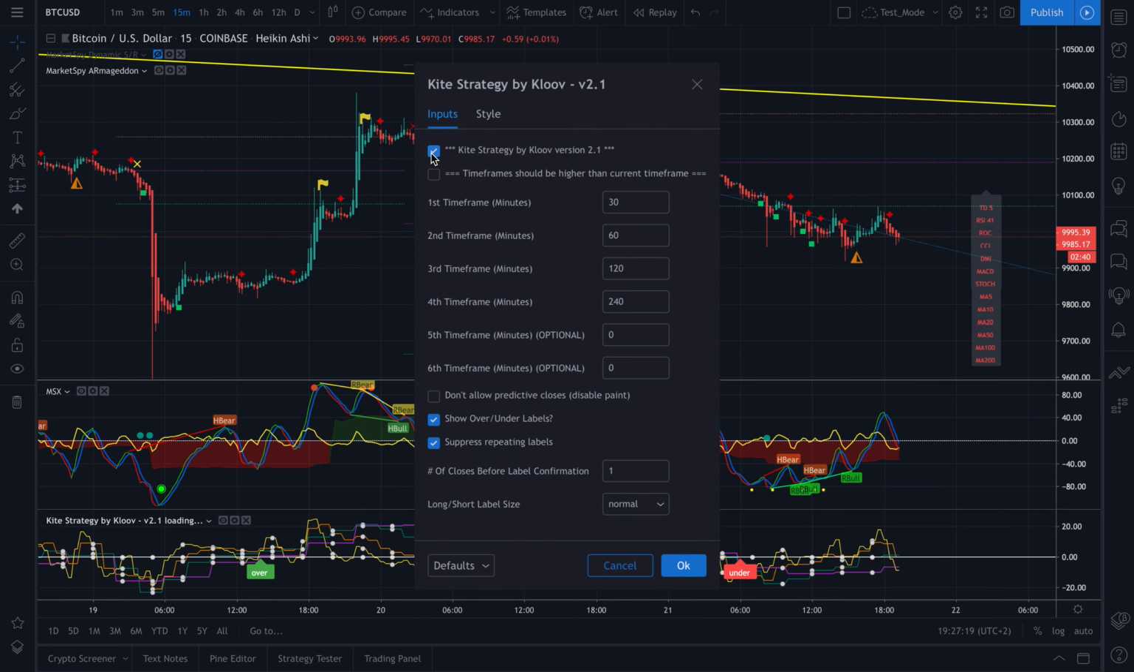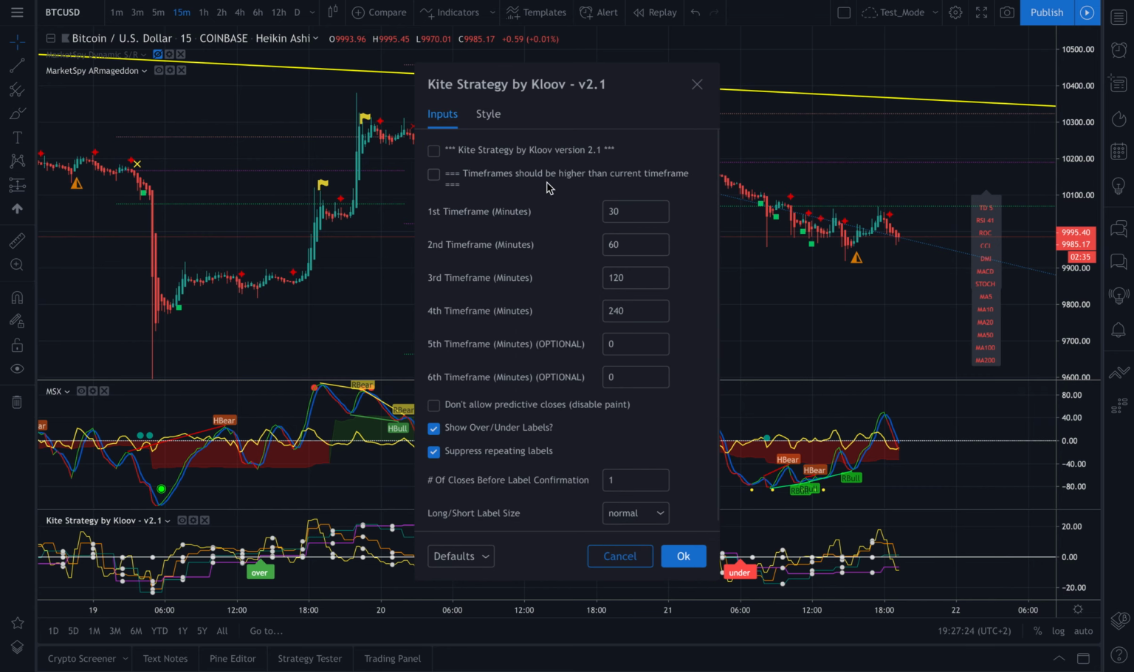Let's take another look here. With this Kite strategy, nothing changes behind the scenes. The time frame should be higher than the current time frame. That should be clear. Also, nothing changes here. These are the time frames. If you activate don't allow predictive closes, then the indicator will lag much more, because the indication will come much later than now.